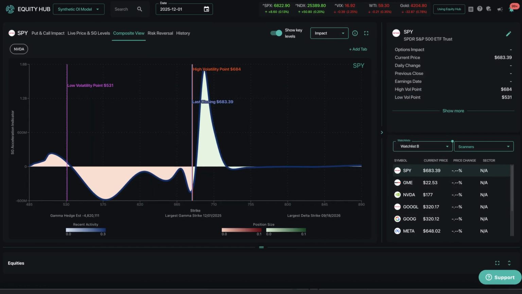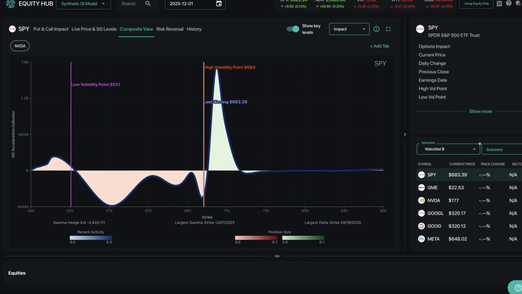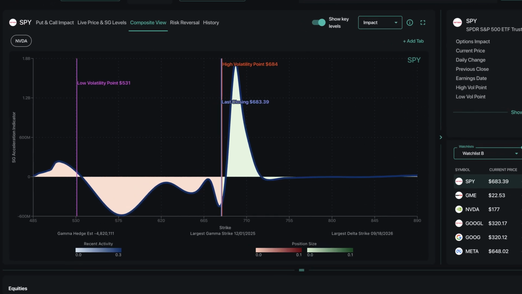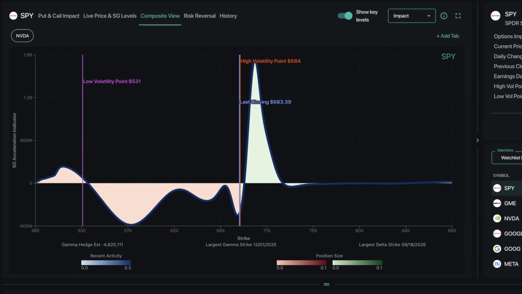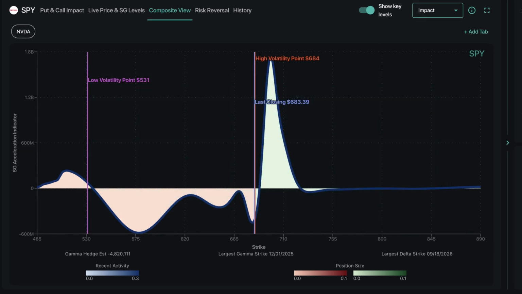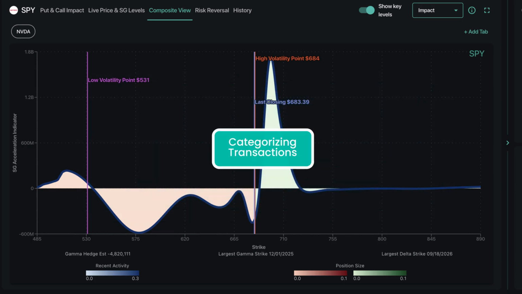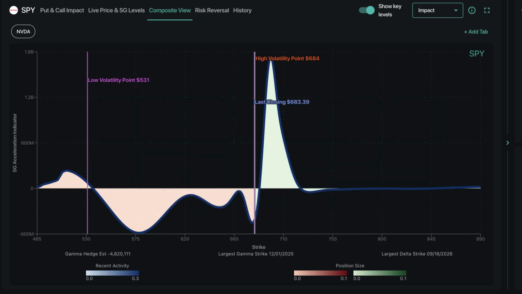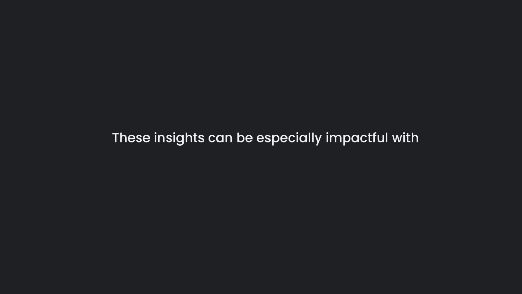The Synthetic OI EquityHub model has the same general layout as the total OI model, but replaces the central chart with a more advanced view enhanced by millions of more data points. This lens delivers more precise tracking of short-term options hedging flows by eliminating assumptions and categorizing transactions according to participants and whether they are opening or closing trades. These insights can be especially impactful with intraday or overnight trades.